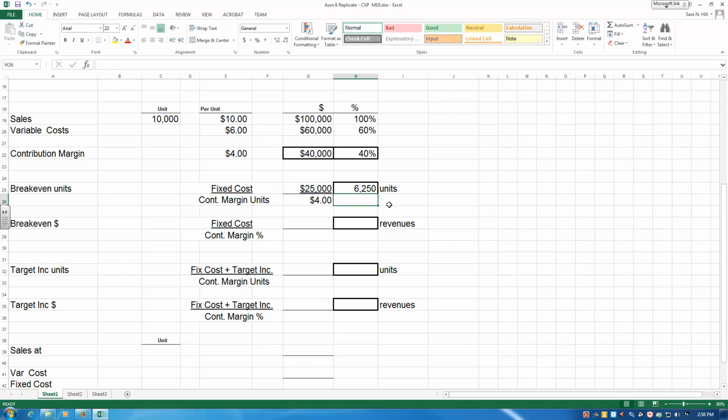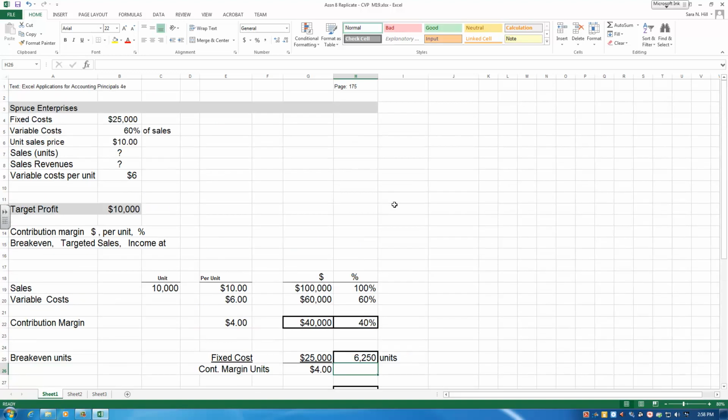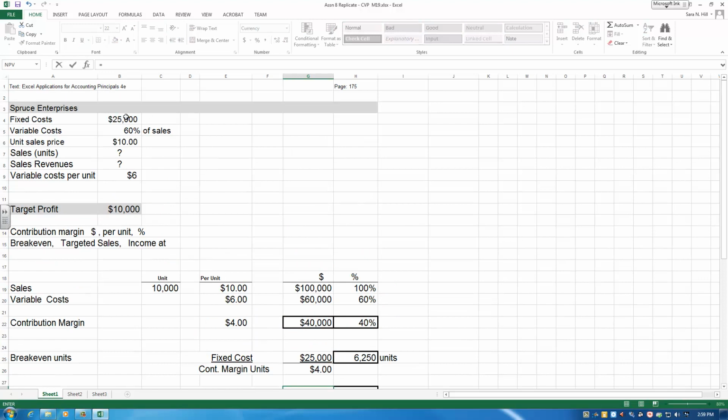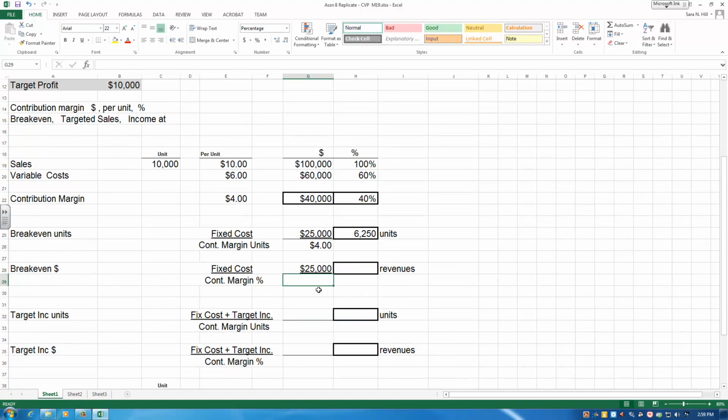Okay, this is how many units that we need to sell to break even at our business here at Spruce Enterprises. So if we want to know how that equates to revenues, we'll take our same fixed costs, and we're going to divide by the contribution margin percentage, which we calculated up here. So let's finish out the formula here, equals G28 divided by G29. So if we made 6,250 units, that would be 62,500 in revenues, which would get us to our break-even point, or no net profits at all.